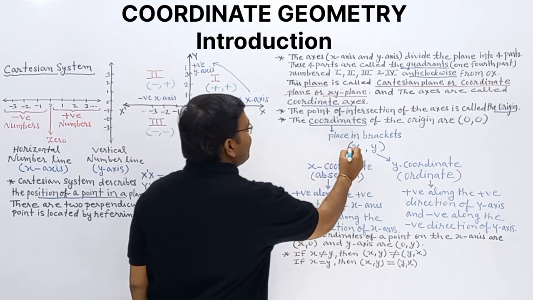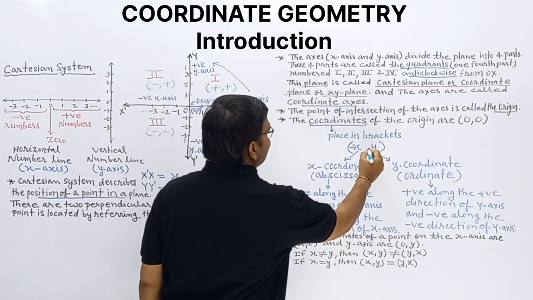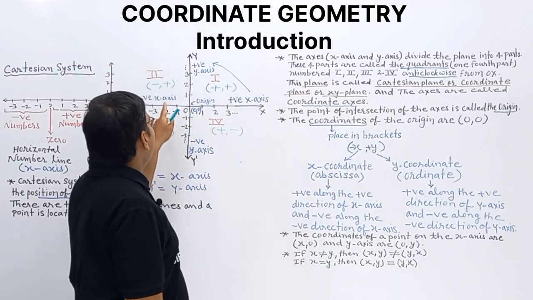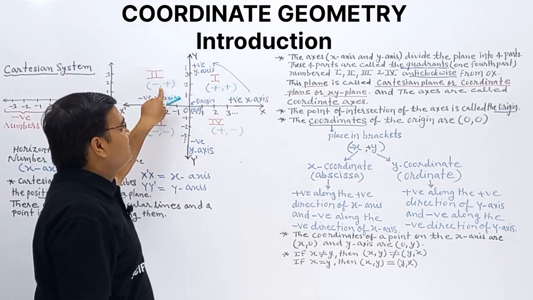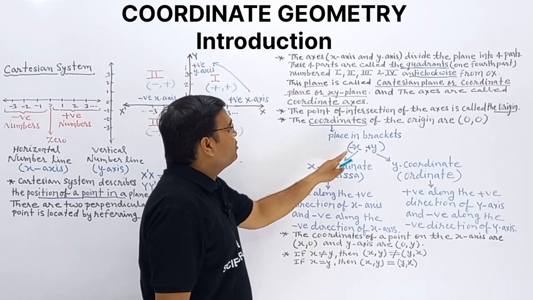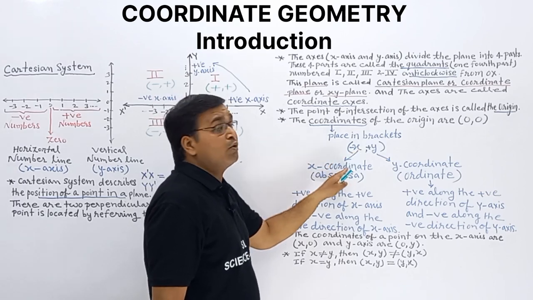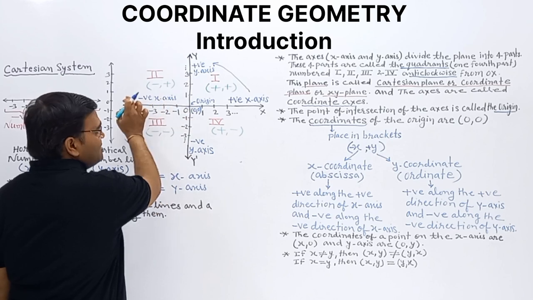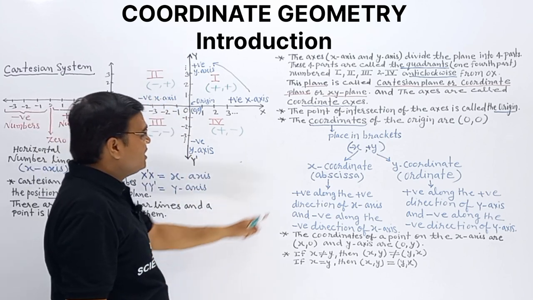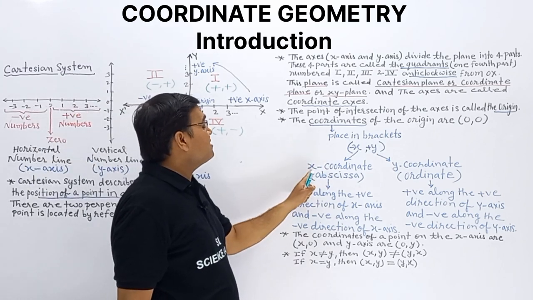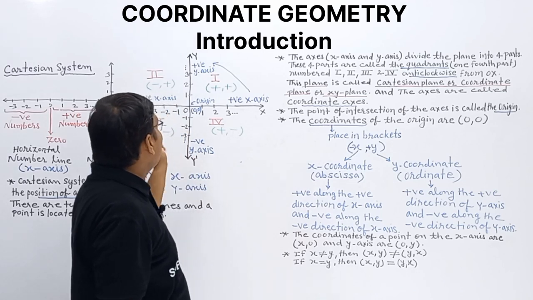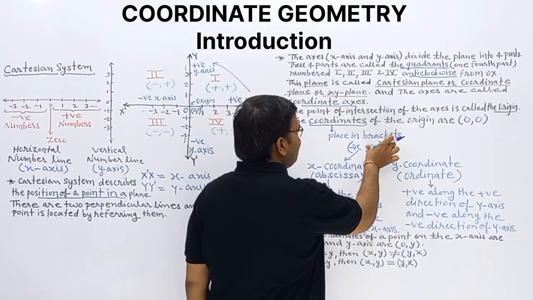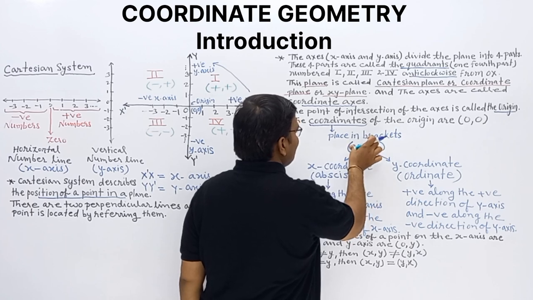But if x is minus and y is plus, the point will be in the second quadrant. In that case the x coordinate is minus, so we take the negative x axis. Clear? So we can say minus x axis, the negative x axis, we will take. Observe, this is not hard, we can easily understand it.